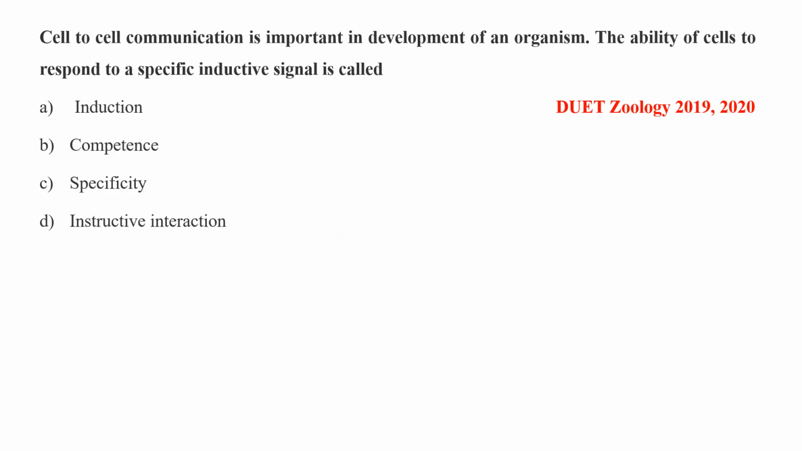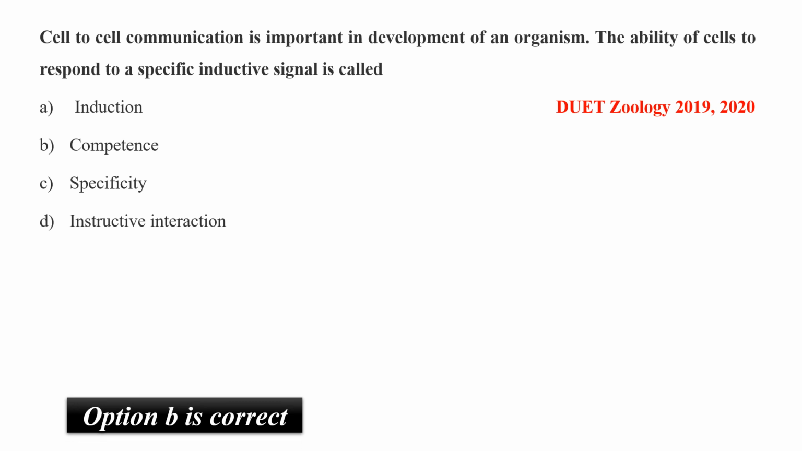Cell to cell communication is important in development of an organism. The ability of a cell to respond to a specific inductive signal is called, that's very easy, competence. So option B is the correct answer.